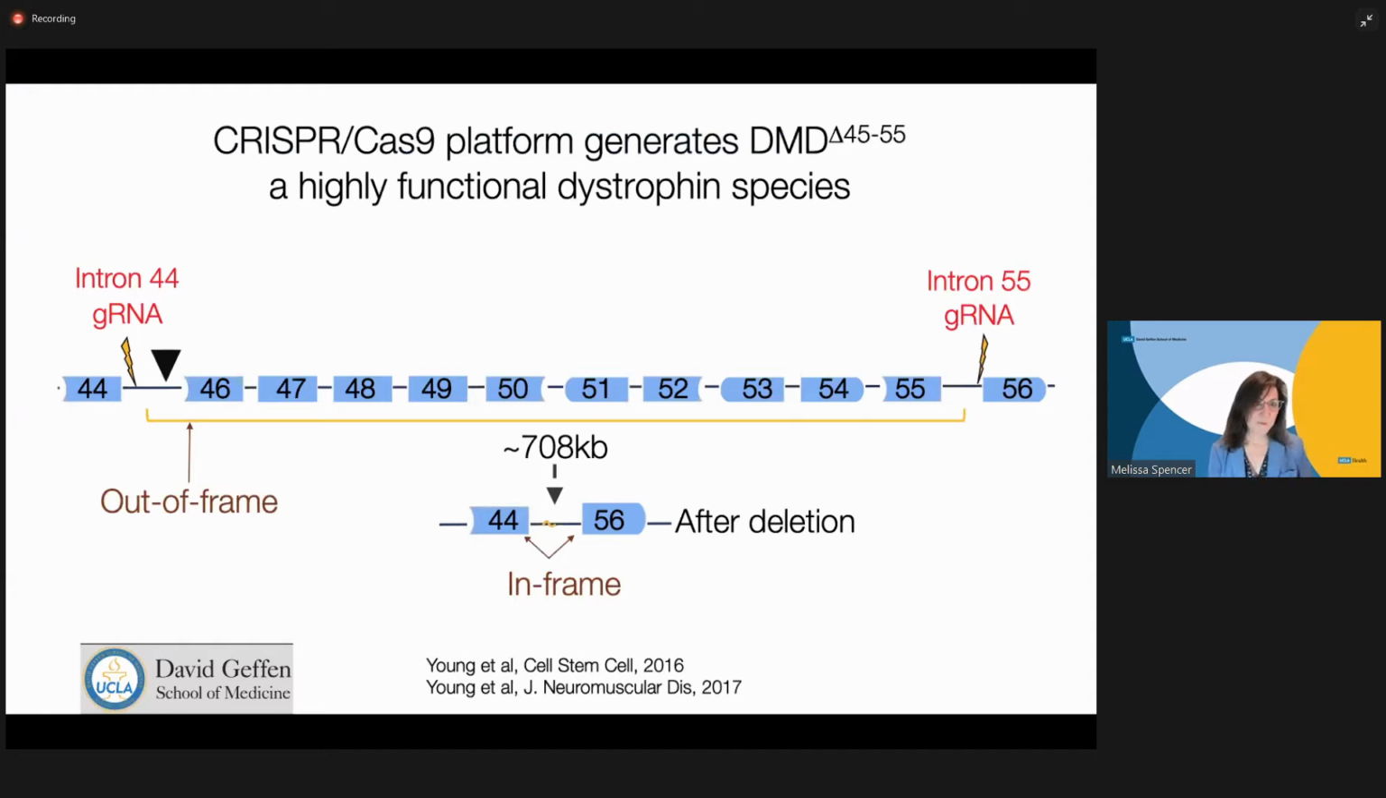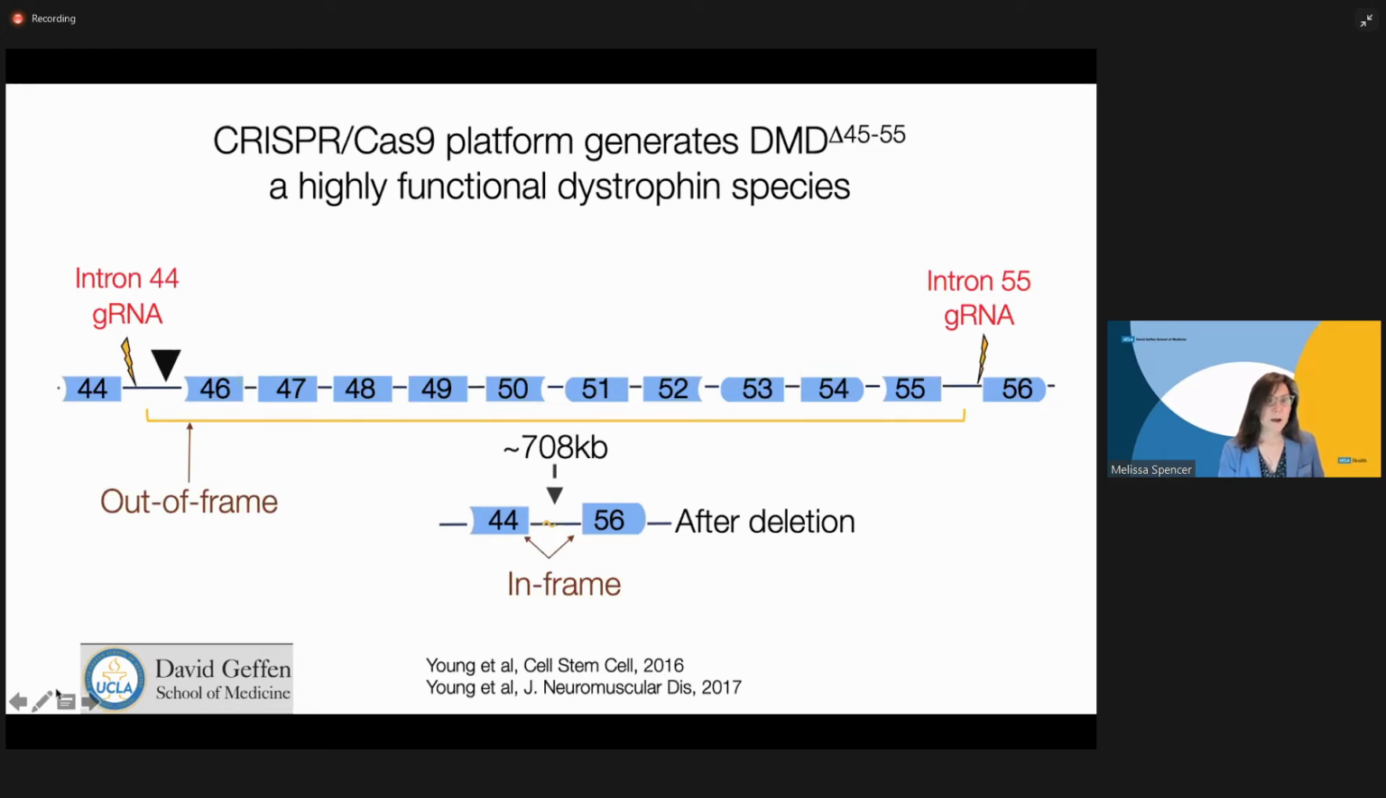So this is what our platform looks like. I'm representing the guide RNAs as these bolts. And we targeted our guide RNAs to the very furthest out region of the intron. So the exons are represented by these blue rectangles. Lightning bolts are the guide RNAs, and you can see we're very far out, primarily because we wanted to encompass as many patient mutations as possible. So when a mutation occurs in a patient, they can extend deep into the introns, and these introns are quite large.